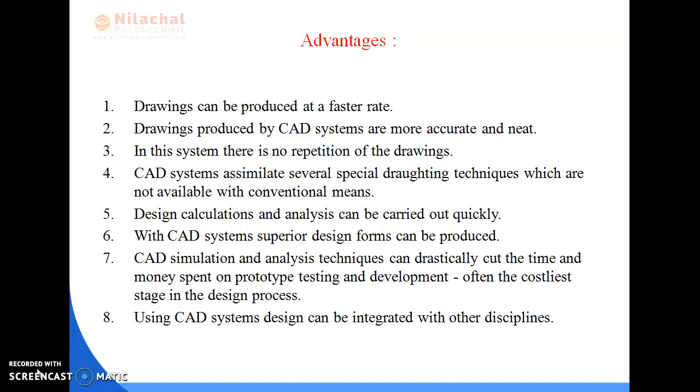Using CAD system, design can be integrated with other discipline. Means here we can get a complete view of the component before making it practical. Means the complete view we can get from the computer also.